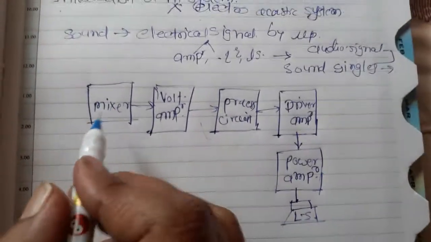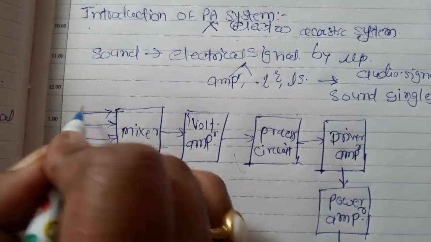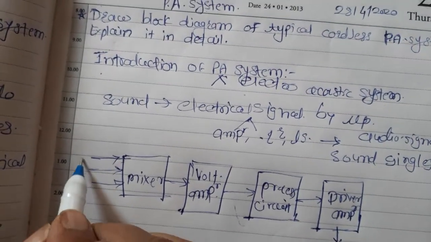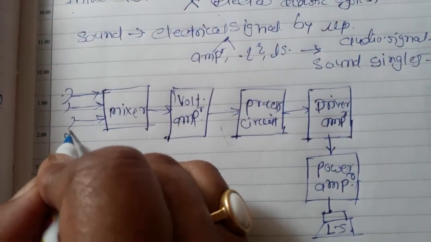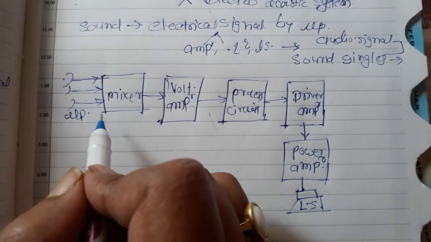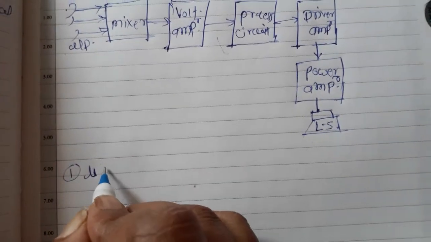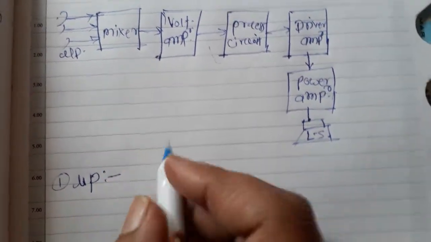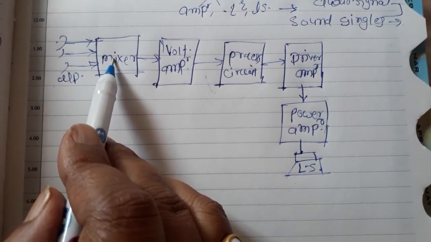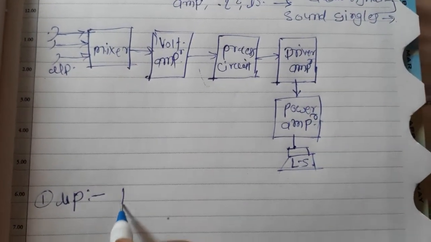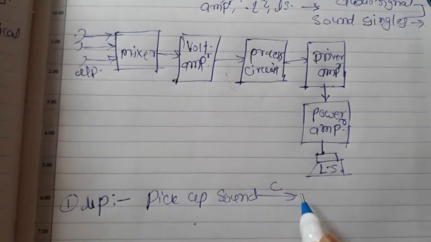So first, a PA system has a microphone. The number of microphones is 1 or 3. These are the microphones. These microphones are used to connect the sound to the system. So first we have seen the microphones. The microphone picks up the sound from the surroundings and converts it into an electrical signal. So the function is to pick up sound and convert it into an electrical signal.